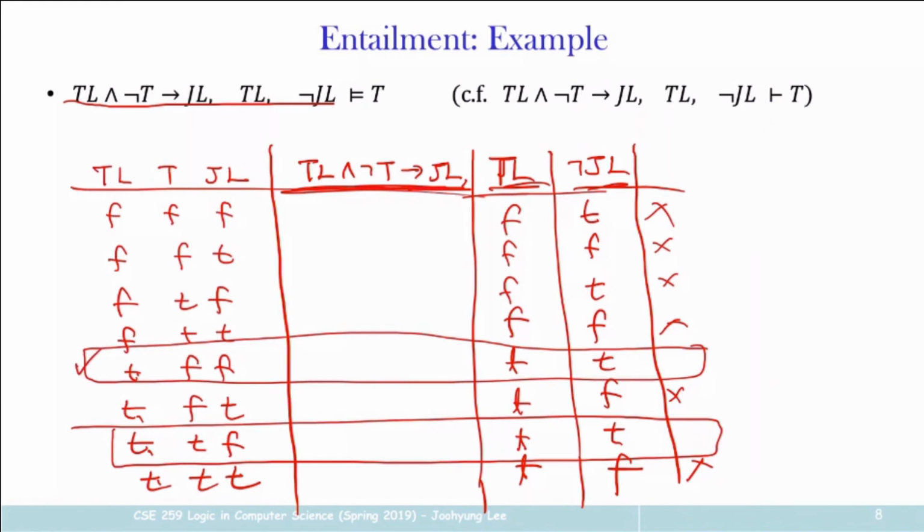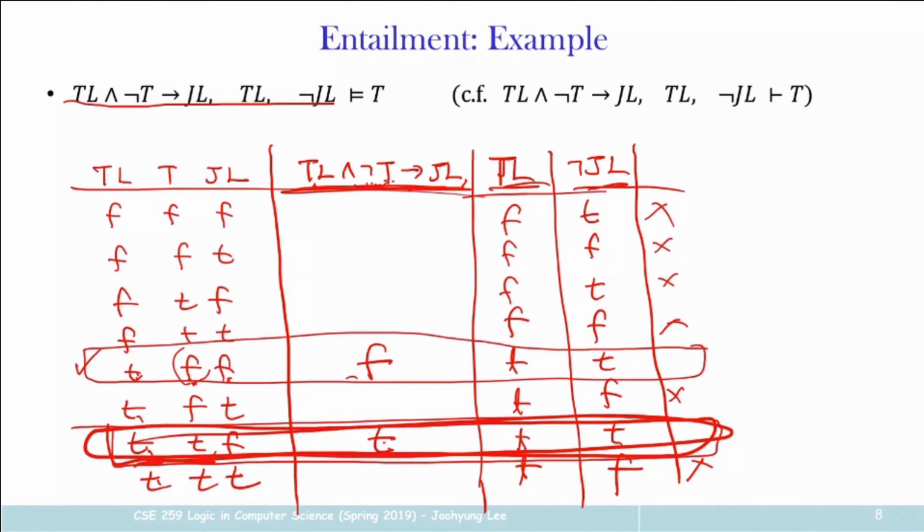For this one, is this formula true or false? This is false, right? Because TL is true, not T is true because this is false, not T is true, and this is false. So it's true implies false. So this is actually false. What about this guy? True and false implies false is true. So how many interpretations make all three formulas to be true? There's only one. This is the only one that makes all three formulas to be true.